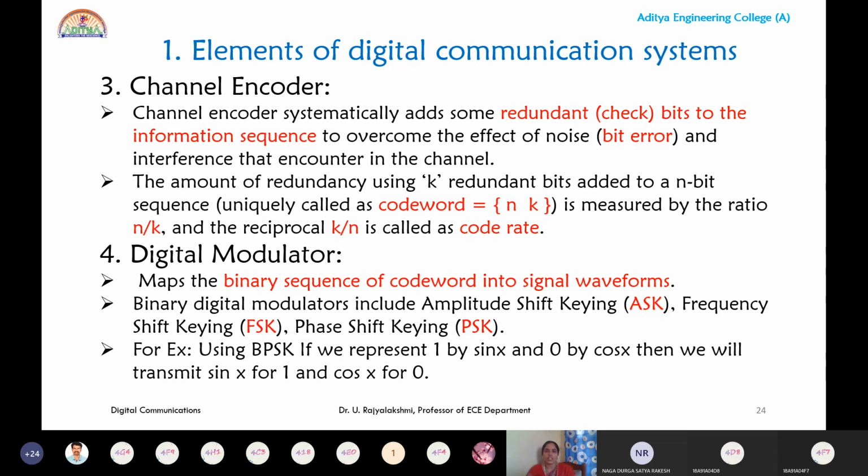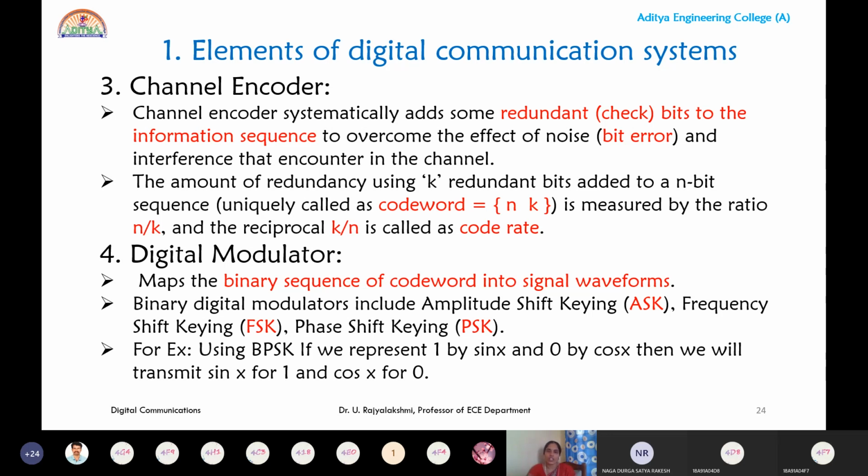Okay, so that's why the parameters that will vary will be amplitude, frequency, and phase. So that's why binary digital modulators can be specified as amplitude shift keying, frequency shift keying, and phase shift keying. Now, these are the three basic types of digital modulators.